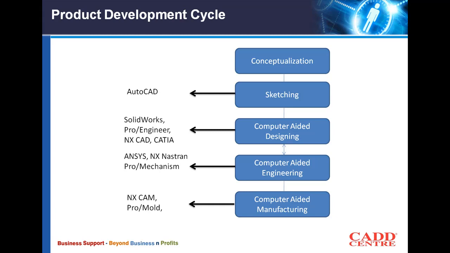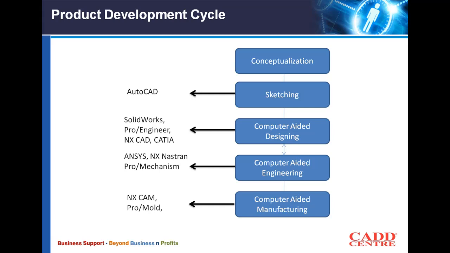The first process, as you know, is conceptualization, and once it is completed we go for sketching, that is 2D sketching. For 2D sketching, the most popular software used in most of the companies is AutoCAD. And for computer aided designing, we use, or everyone has to use, SolidWorks, ProEngineer, NX CAD and CATIA.